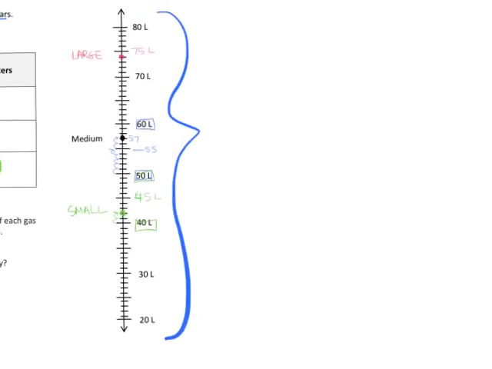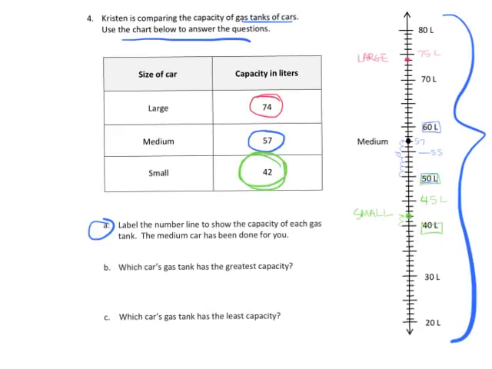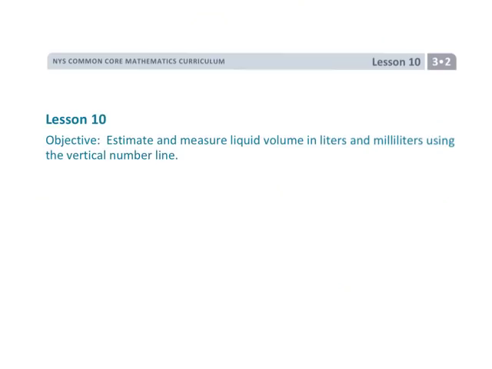We'll zoom out. And if we wanted to, we could answer the additional questions, but they're fairly easy. Which car has the greatest capacity? Well, the large. Which car had the least capacity? Well, the small. And the idea would be the higher up, the bigger; the lower down, the smaller. And that is grade 3, Module 2, Lesson 10.